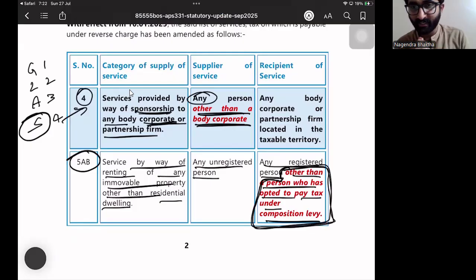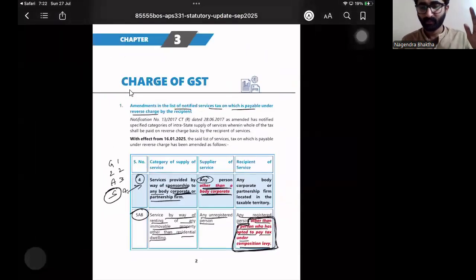What is it in red color? Earlier we had discussed that any unregistered person to registered person, it is RCM. But here, any unregistered person to any registered person other than composition person, then it is RCM. Clear?